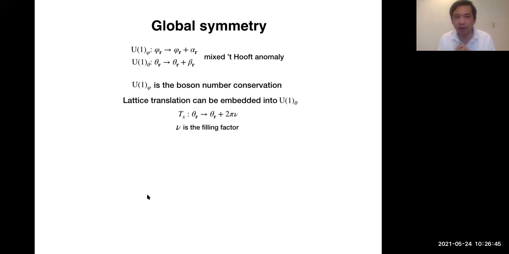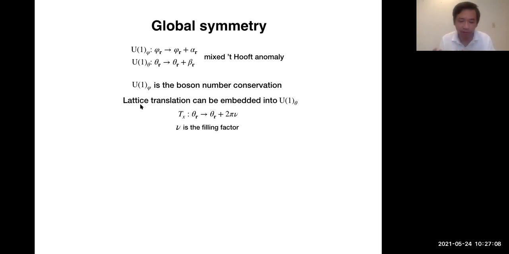Usually I'll take the convention that U(1) phi is the boson number conservation. So the symmetry that shifts the field phi is number conservation of the bosons, so e to the i phi is the creation operator. And if we choose this convention, the other symmetry, the U(1) of theta, cannot be a microscopic on-site symmetry.